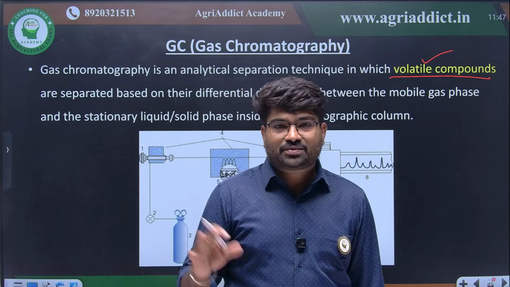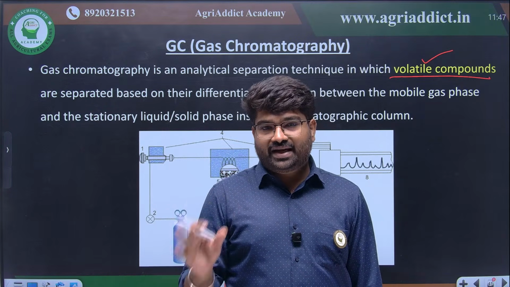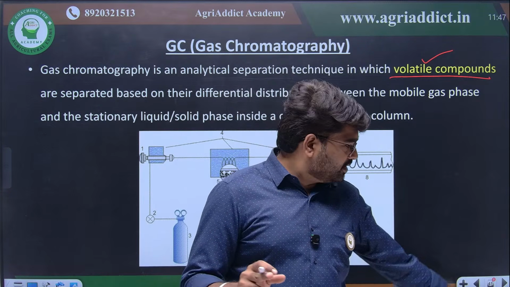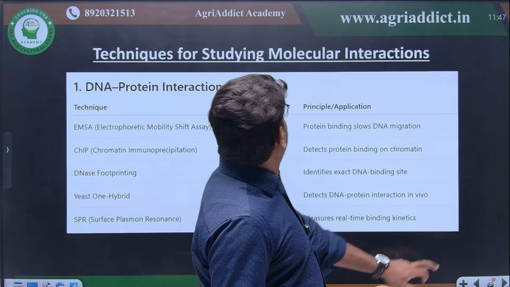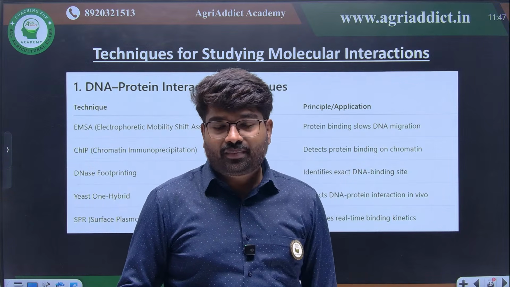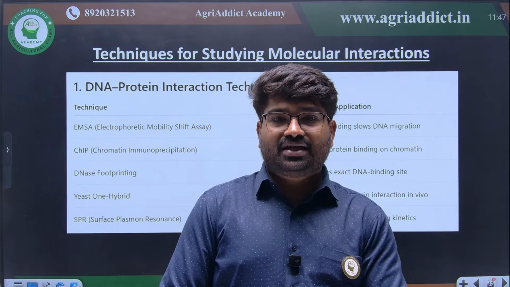This is the difference between liquid chromatography and gas chromatography. Okay, with this we are completing our techniques in biochemistry. Okay, we have completed the major techniques in biochemistry.